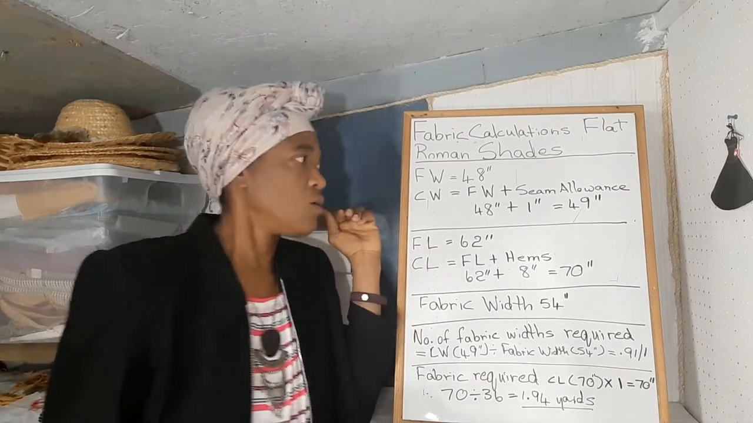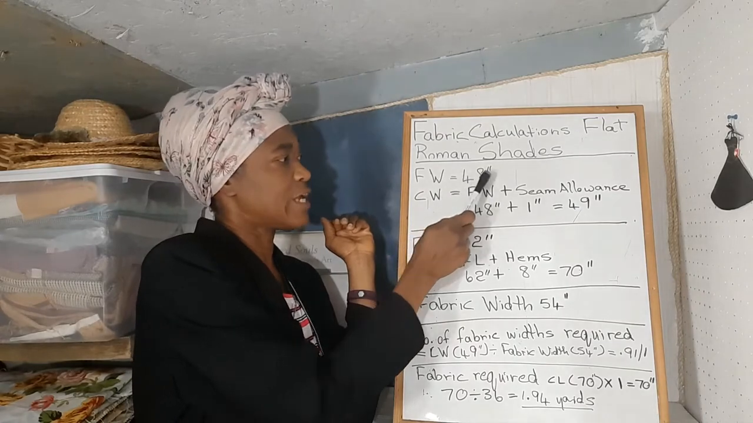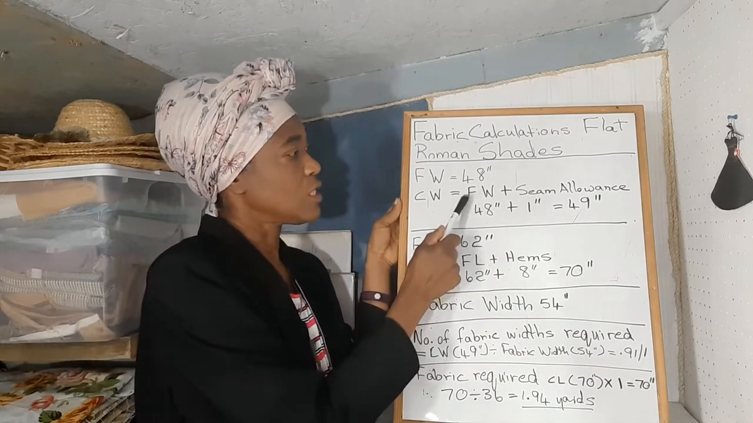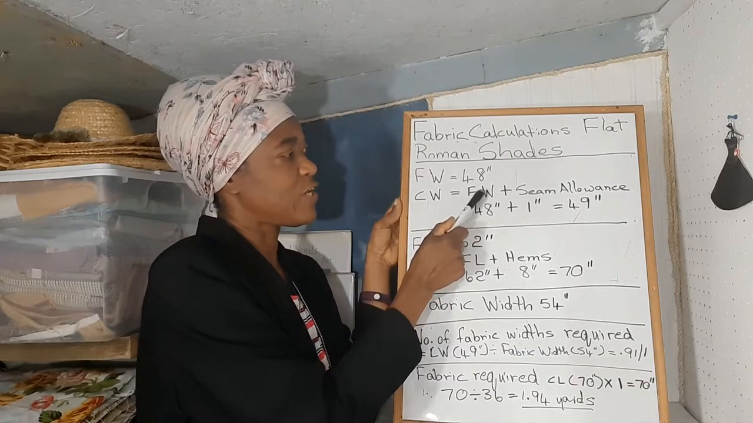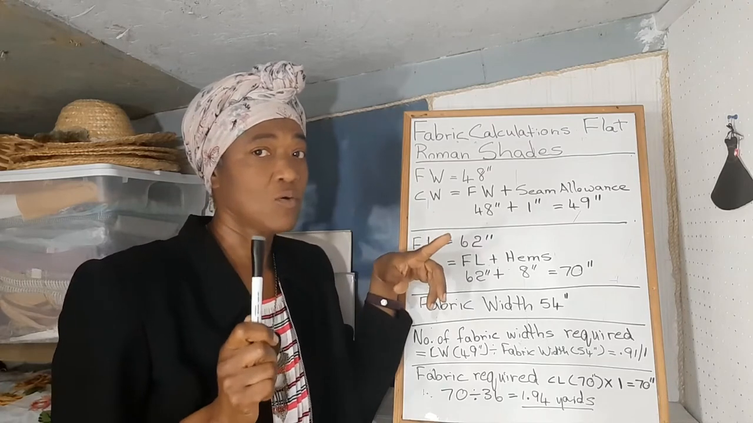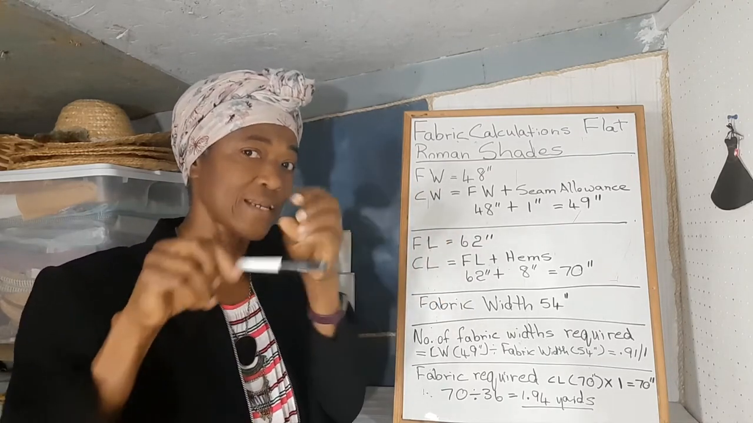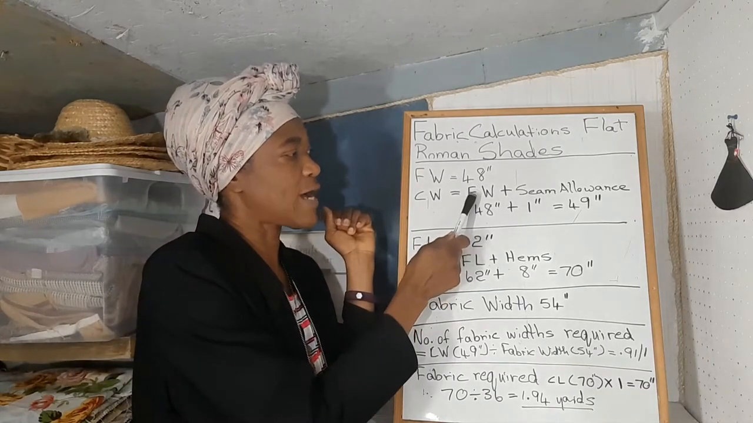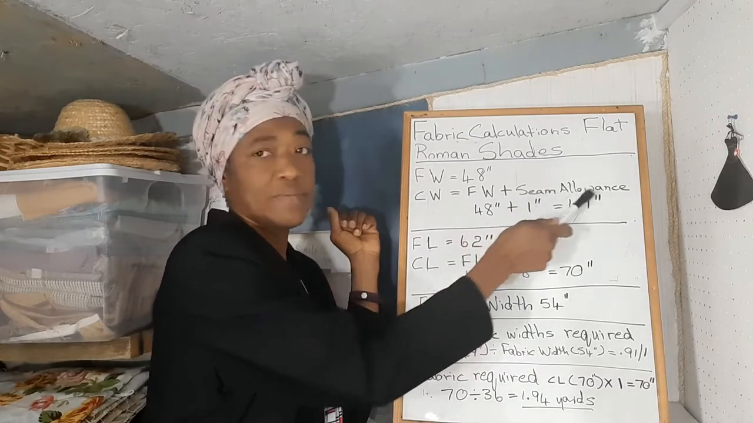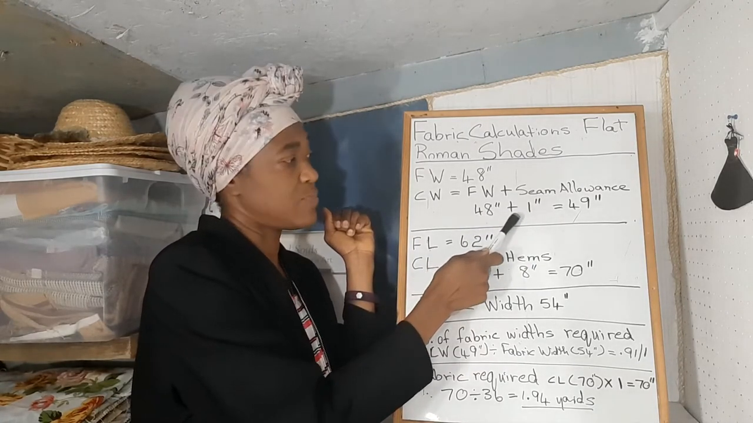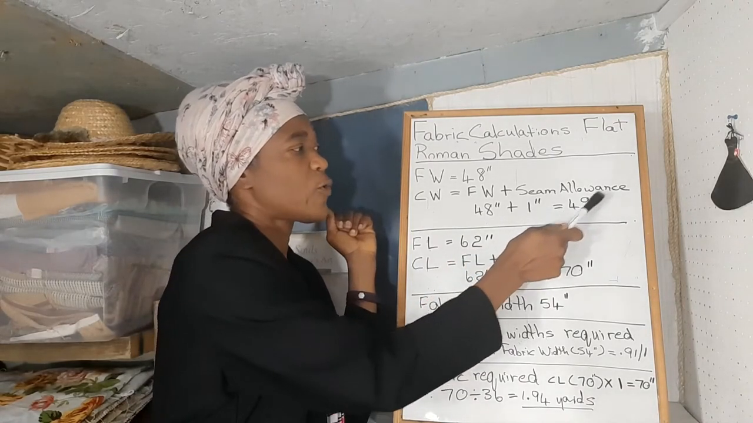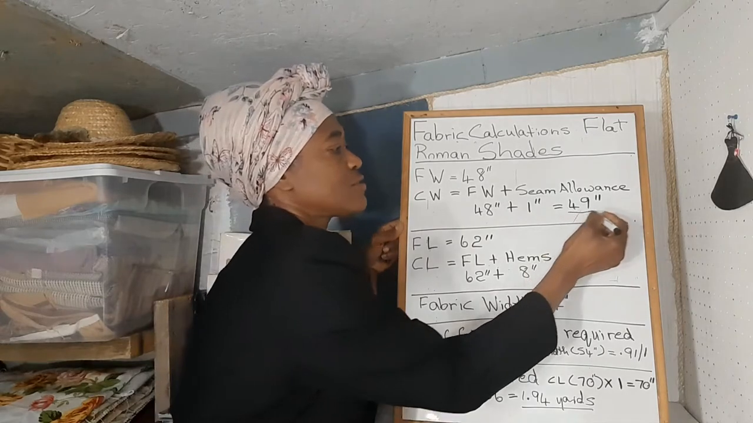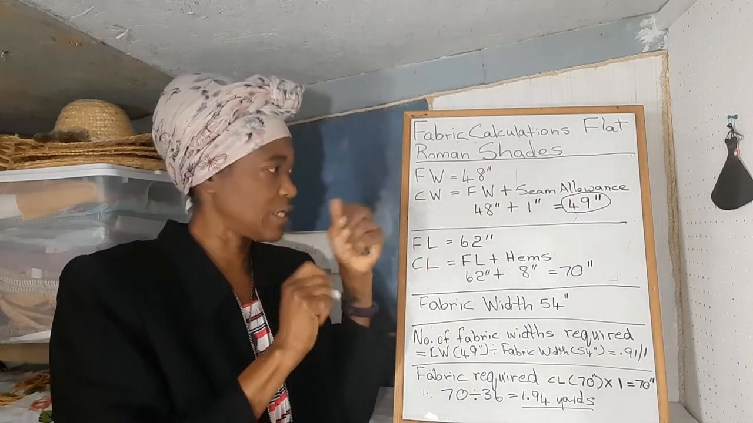CL cut length. Okay, so we've established that our finished width will be 48 inches. Now to find our cut width, which we will be using to do the calculations, we will have to add the finished width plus the seam allowance. Okay, the seam allowance is that little end that's left over after you've stitched your seam. So we will need to add our finished width, 48 inches, plus our seam allowance, which is an inch. That gives us 49 inches, okay? So 49 inches is our cut width. Let's circle that. We will be using that in our calculations, okay?